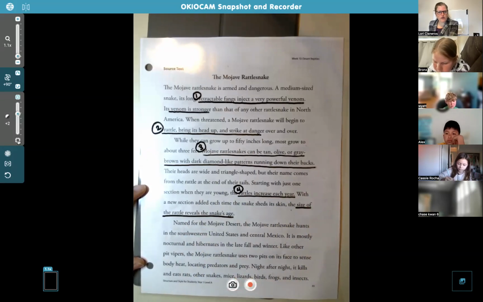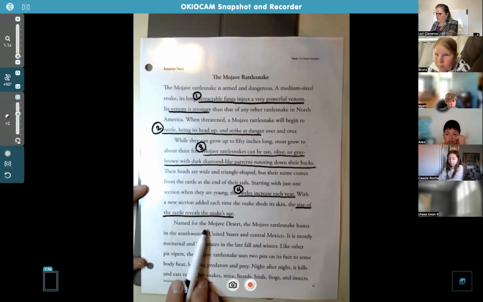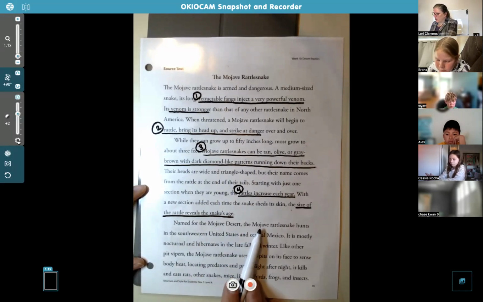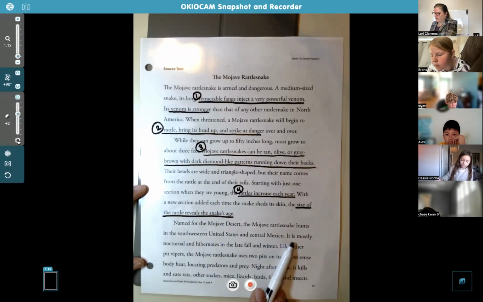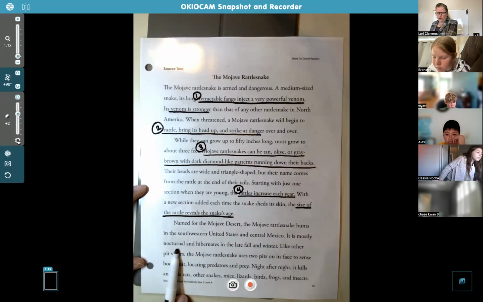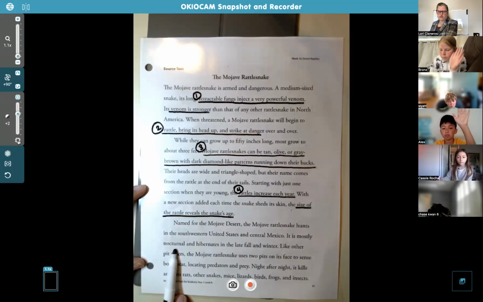So now we have 4 facts. We only need 2 more because we need 6 altogether, right? So I'm going to read the last paragraph and let's find 2 more interesting facts in the last paragraph. Named for the Mojave Desert, the Mojave rattlesnake hunts in the southwestern United States and central Mexico. It is mostly nocturnal. I bet Chase knows what nocturnal is. What's nocturnal, Chase?